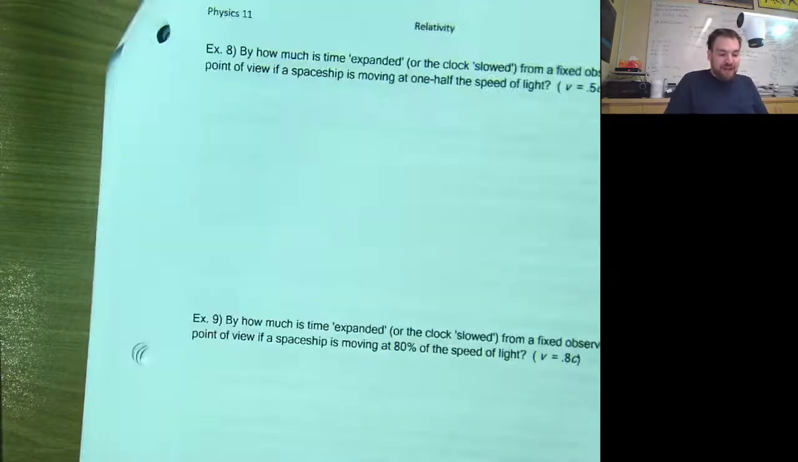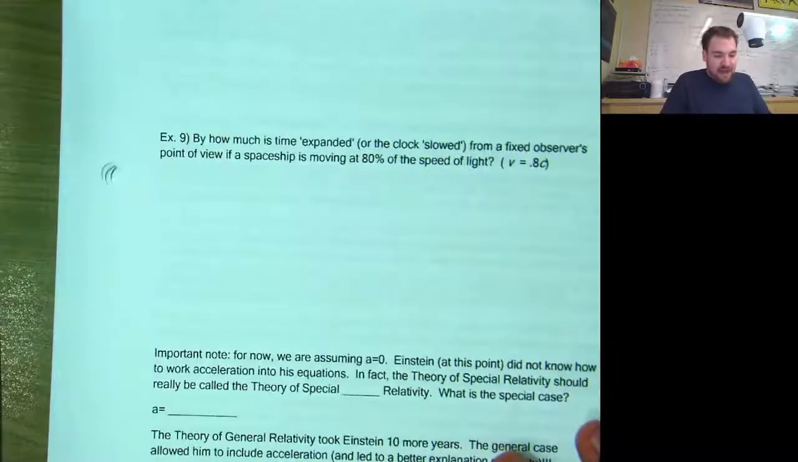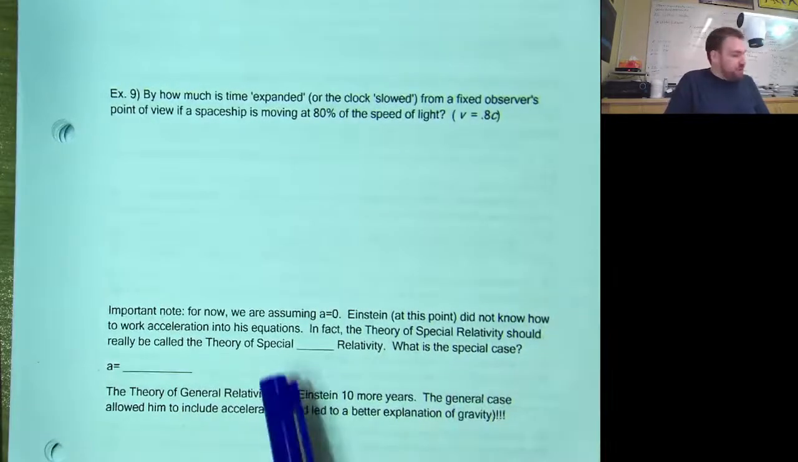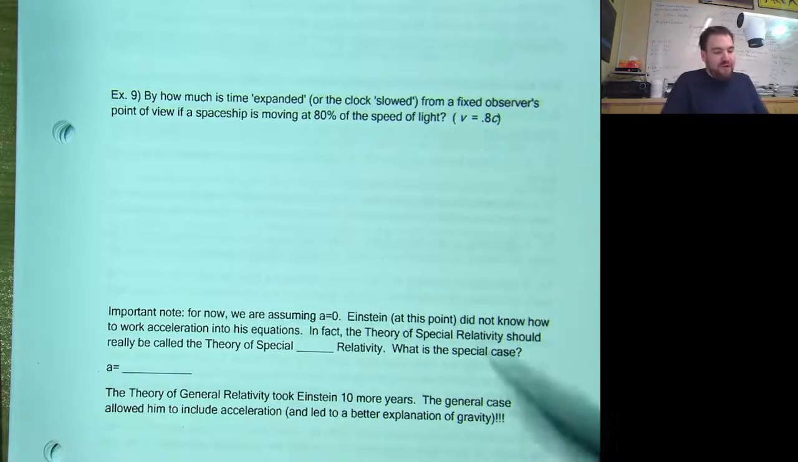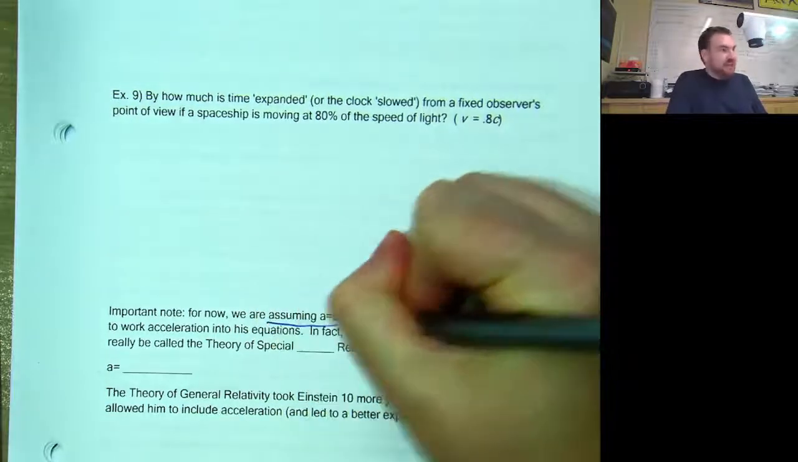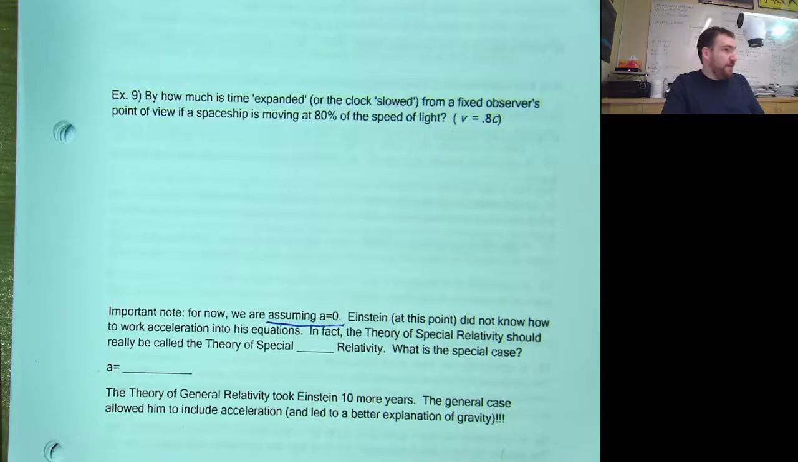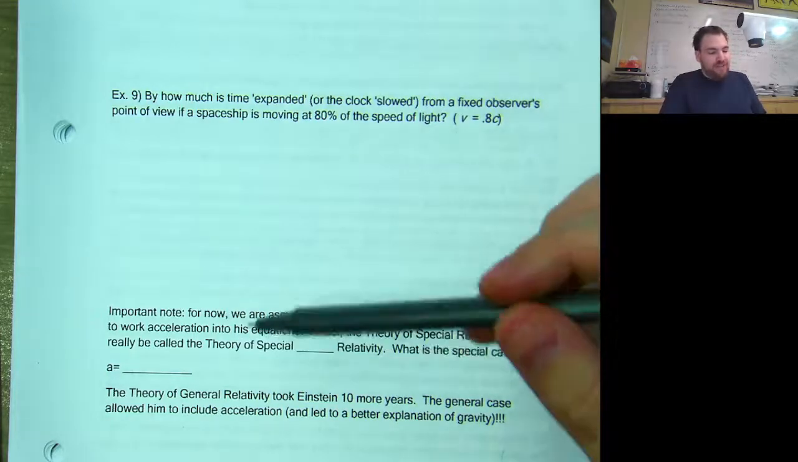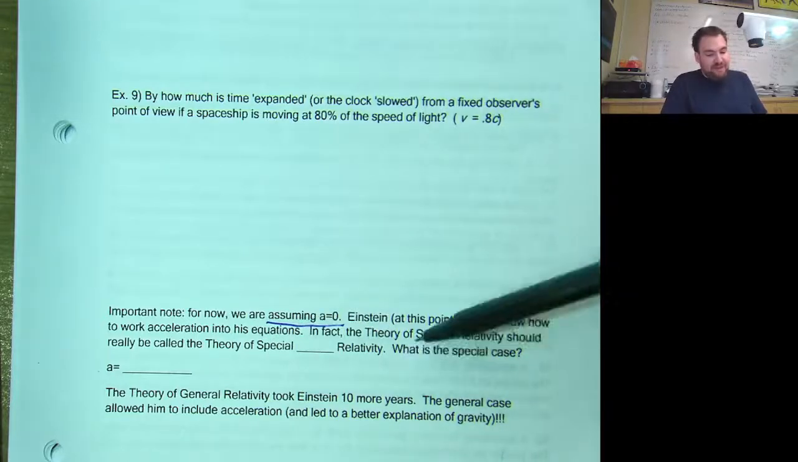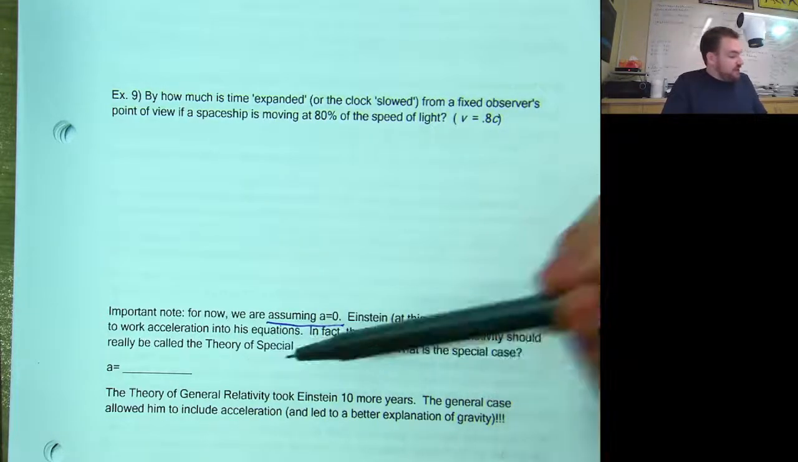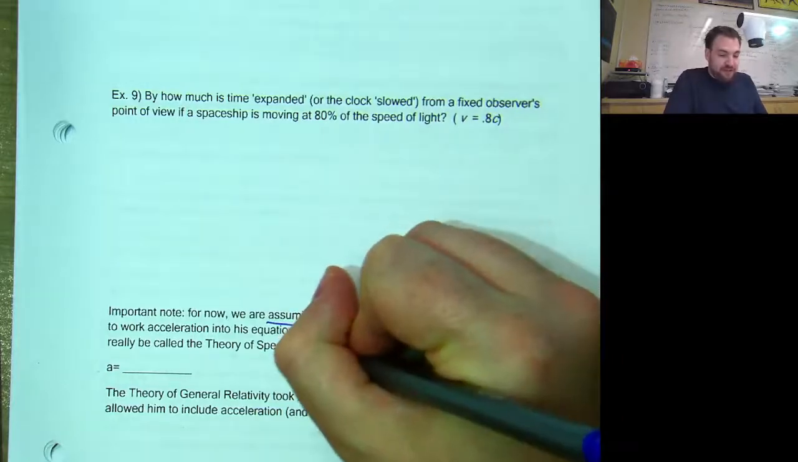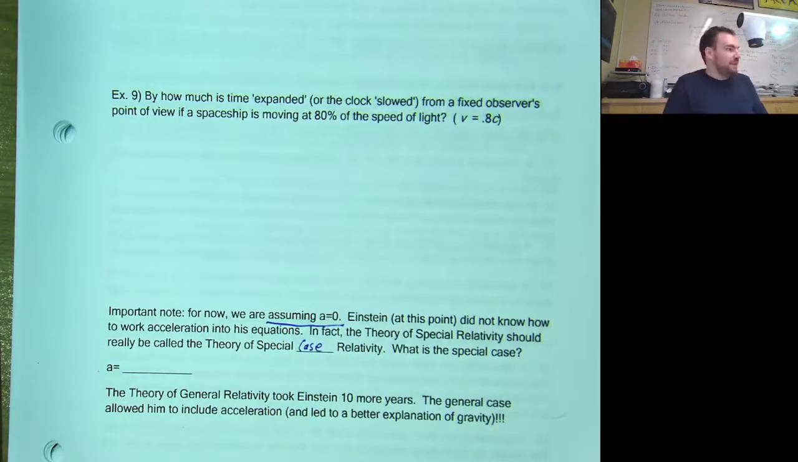I'm not going to do example 8 or 9. There's a note I want to address with you, though, down here. For now, we are assuming acceleration is 0. Special relativity doesn't handle accelerations well. Einstein at this point did not know how to work acceleration into his equations. In fact, the theory of special relativity should really be called the theory of special case relativity. That special case is when acceleration equals 0.